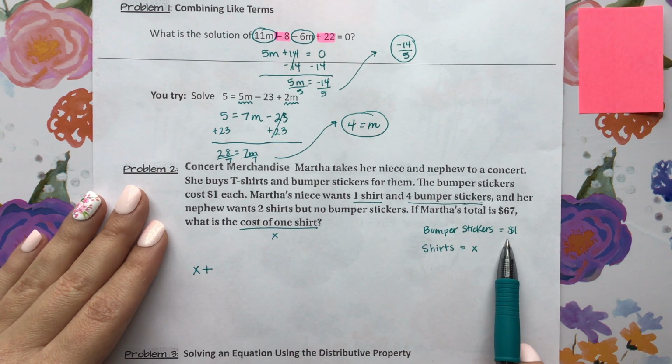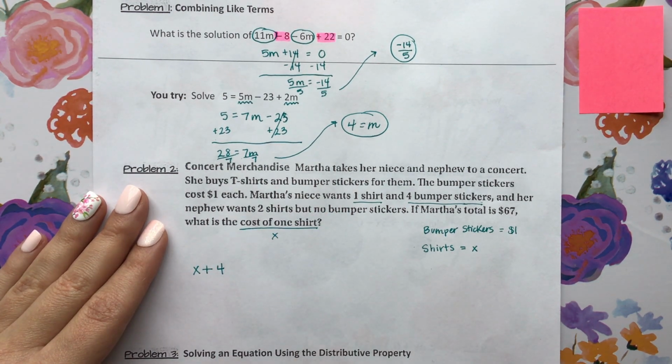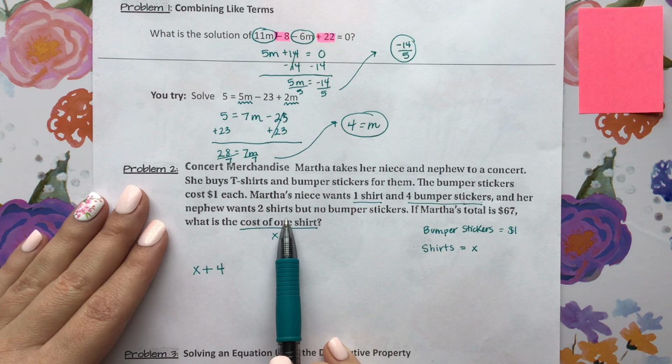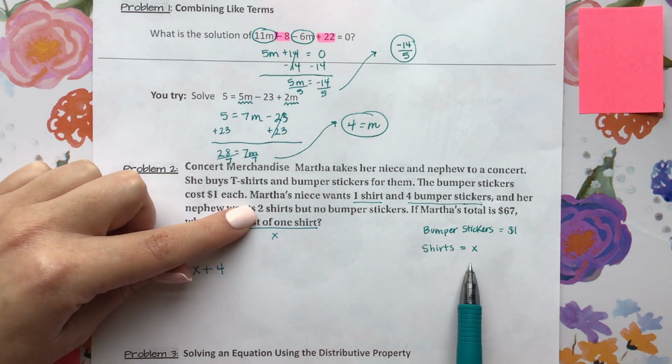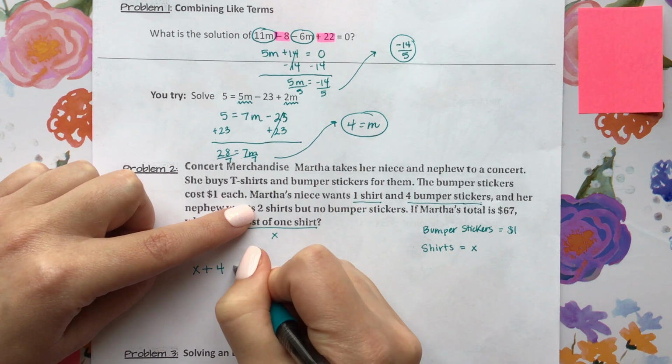Well, if the bumper stickers are $1 a piece, 4 of them will be $4. So I'm just going to write 4 in here. Now let's look at what her nephew wants. And her nephew wants 2 shirts, so 2 of these X's. So plus 2X.